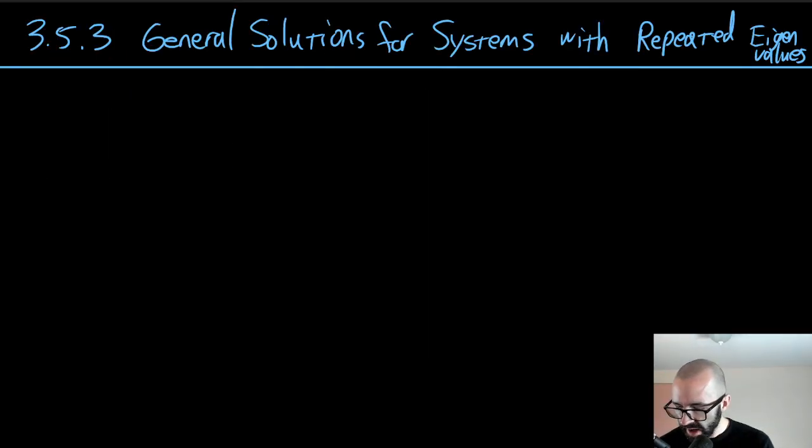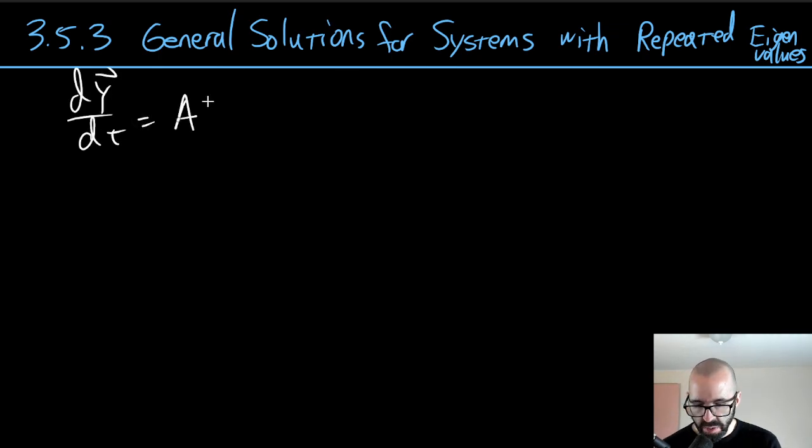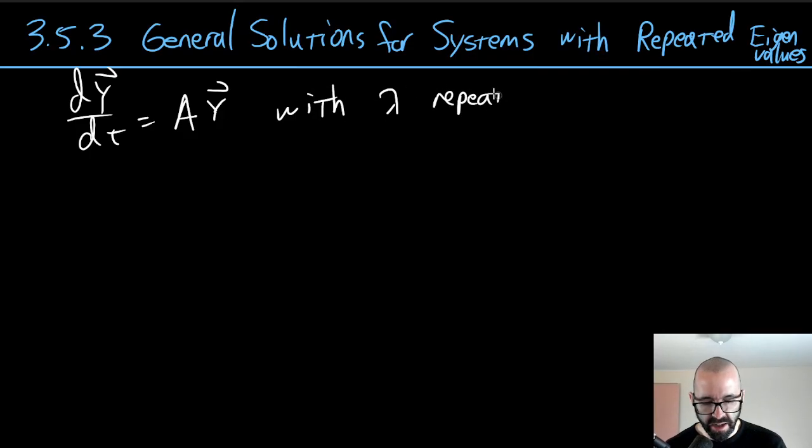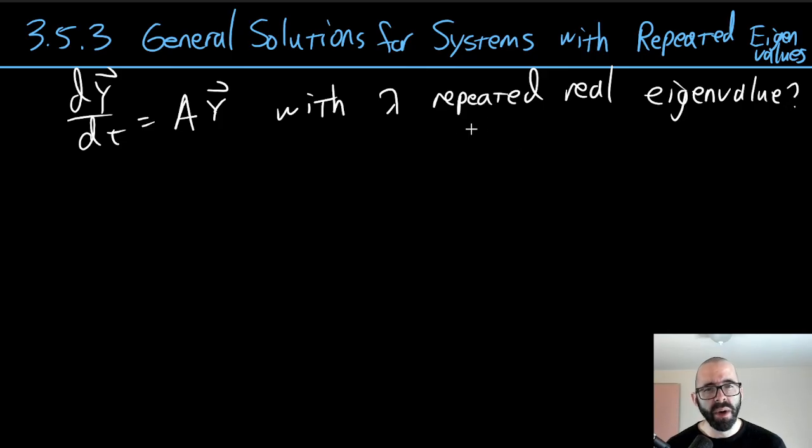So in order to do that, we're going to consider the differential equation dy/dt equals A times y, and we're going to specifically look at systems with lambda a repeated real eigenvalue. Also, am I being redundant? Is it possible to have a repeated eigenvalue that is not real? I am being a little redundant here, because if it's complex, remember they always come in pairs of complex conjugates.